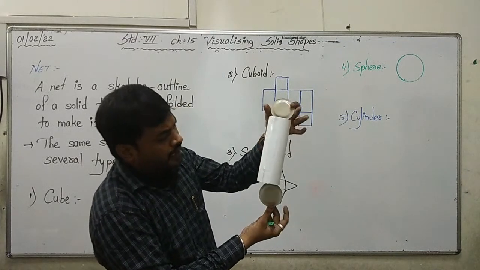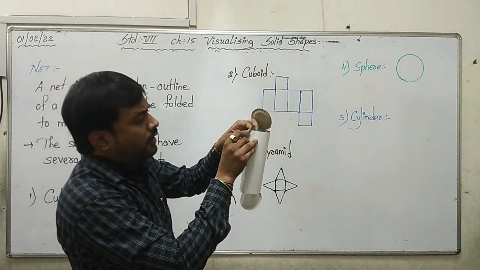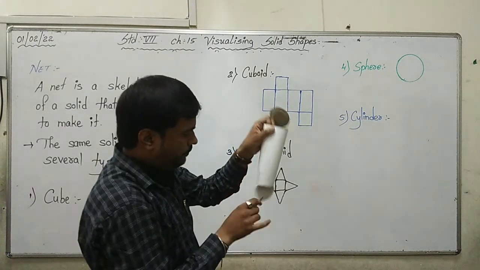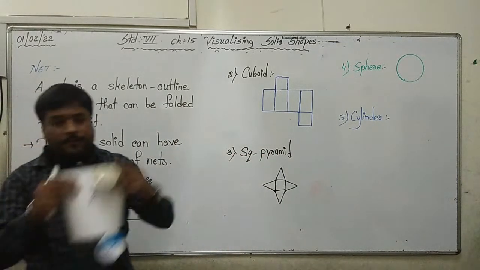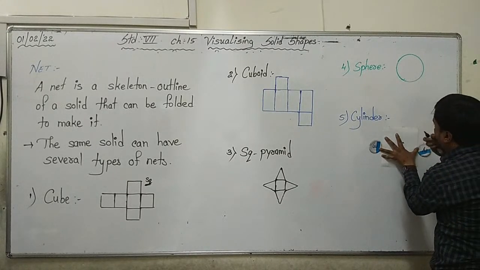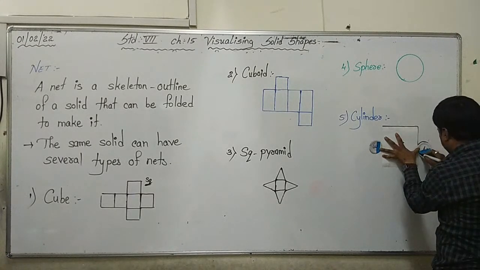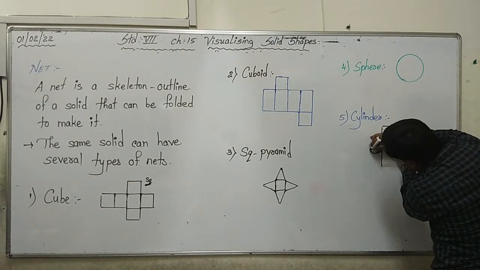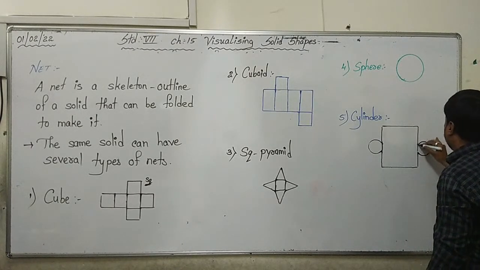So you can see that the upper surface and lower surface are in the form of circles. And now I am going to cut vertically. So you can see that again one structure is formed. That structure is the net of a cylinder. So here you can see it is the net structure of cylinder.